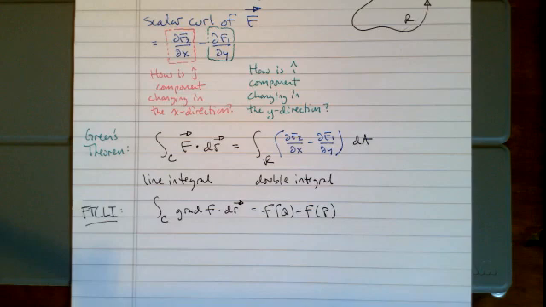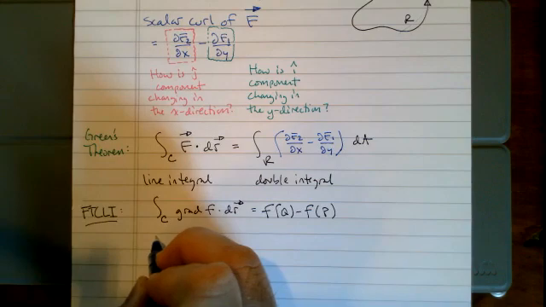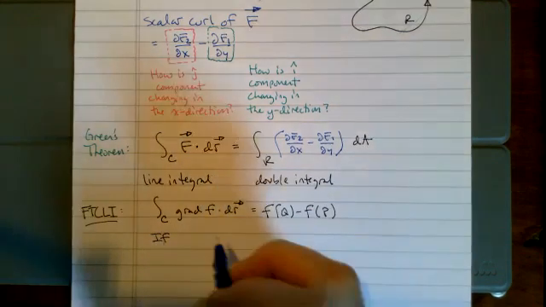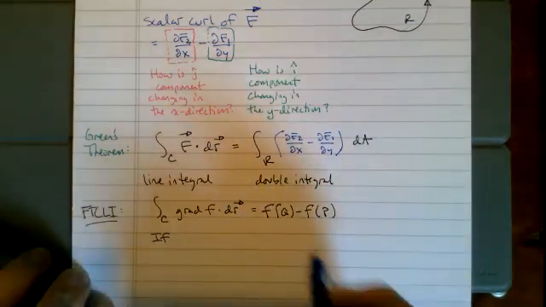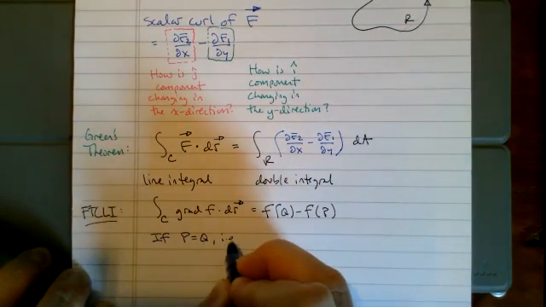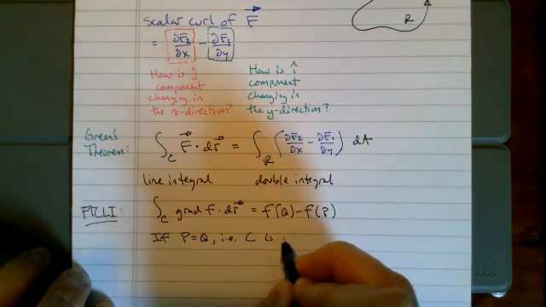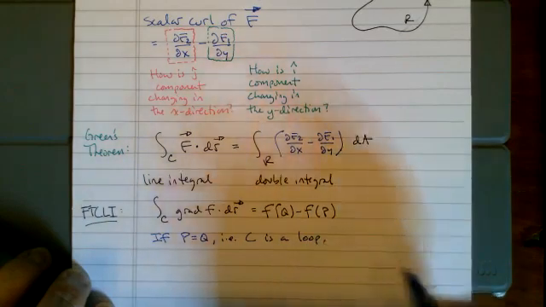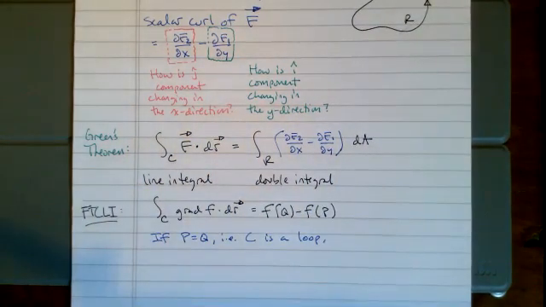So what this means is that if we integrate a gradient field over a closed curve, a loop, then we get 0. So this means if P is equal to Q, that is, C is a loop, then the line integral of a gradient field will be 0.